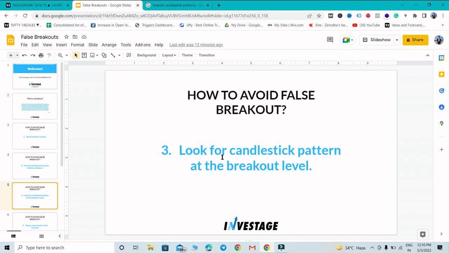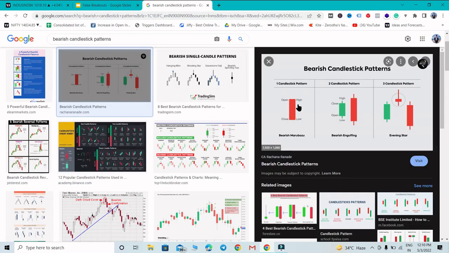The next point is to look for candlestick patterns at the breakout level. This is a very simple point. There should not be any bearish candlestick pattern at the breakout level. Here are a few bearish candlestick patterns. If you spot a bearish Marubozu, a bearish engulfing, or an evening star pattern, then there are chances that the stock might give a fake breakout.